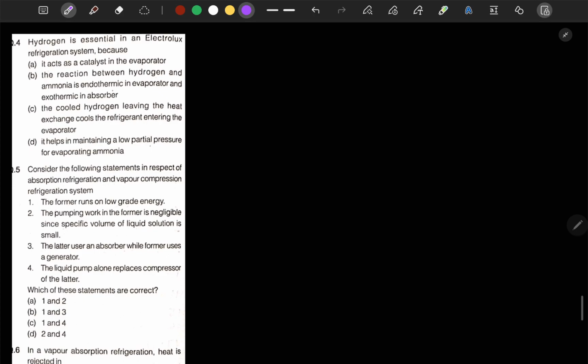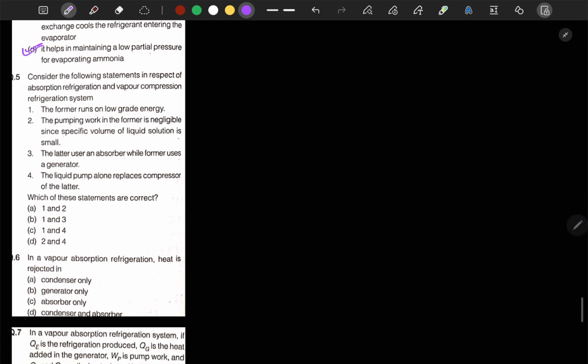Hydrogen is essential in the Electrolux refrigeration system because it acts as a catalyst in the evaporator. The reaction between hydrogen and ammonia is endothermic in the evaporator and absorber. The cooled hydrogen leaves the heat exchanger and cools the refrigerant entering the evaporator. It helps in maintaining low pressure. So I mentioned in Electrolux refrigeration that it helps to maintain low partial pressure for ammonia.